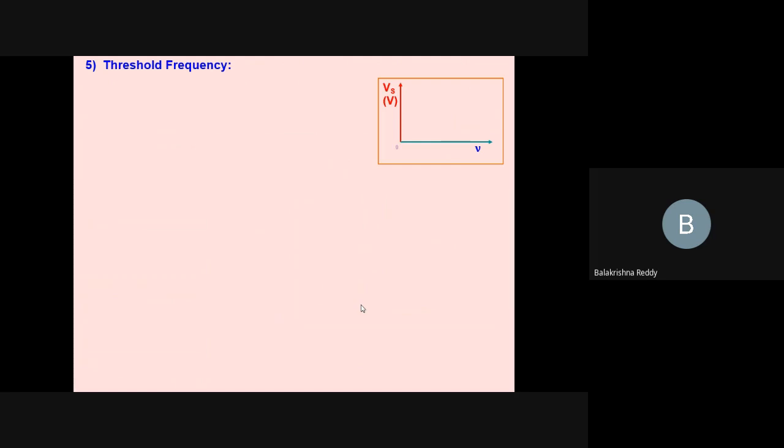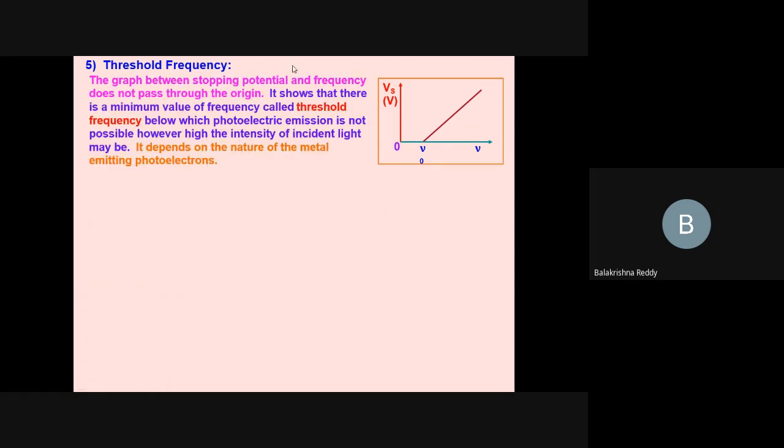You can see here, if I increase the frequency, the stopping potential will increase. But it does not increase from the point of origin; only after a certain point. This region we can consider as the threshold frequency or optimum frequency. After the optimum frequency, the stopping potential increases linearly. It depends on the nature of the materials, as I said always. These are the most important effects we need to know from the photoelectric experimental setup.